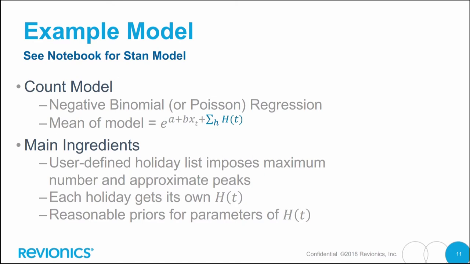It's a Poisson regression model or negative binomial, where the mean is e to the all that stuff, and you can imagine X is an independent variable. In our case, it's prices, but it could be whatever. And this B, this beta, is the elasticity. It's what we care about, so we want to have a good posterior on that. And then the rest is the holiday effect. You have a list of holidays, and each one gets its own effect, and they get summed up here. So that's all on this slide, I think.